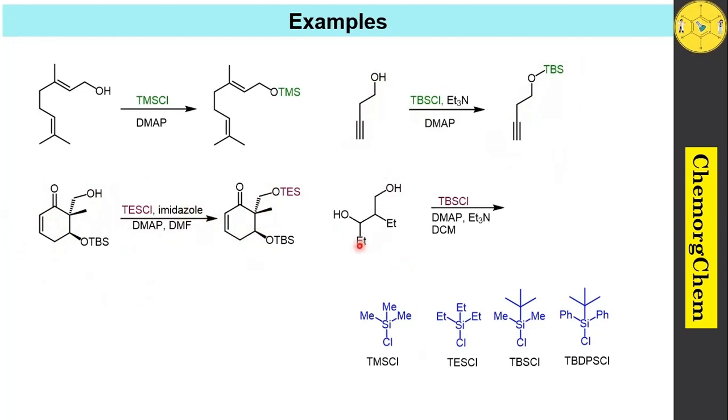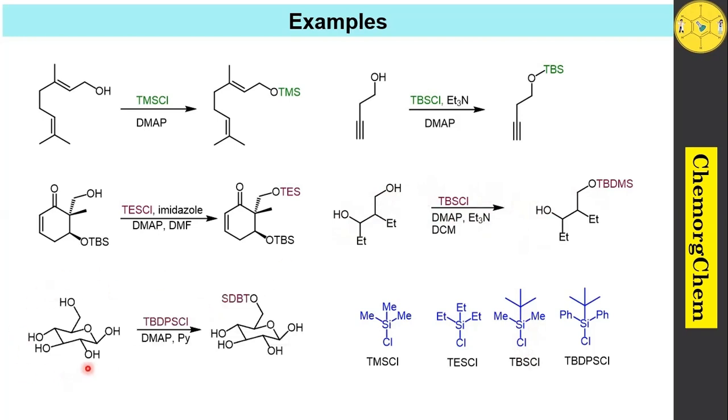Here you see this example is one of the interesting examples, since this compound has both primary and secondary alcohol. When you react with TBS chloride in the presence of DMAP and triethylamine, it readily protects the primary alcohol group, since TBS chloride is a bulky reagent, so it selectively reacts with the primary alcohol. This is another example. Now you see this sugar derivative has a primary alcohol as well as secondary alcohols. However, when you treat with TBDPS chloride, it selectively protects the primary alcohol group due to the steric effect.